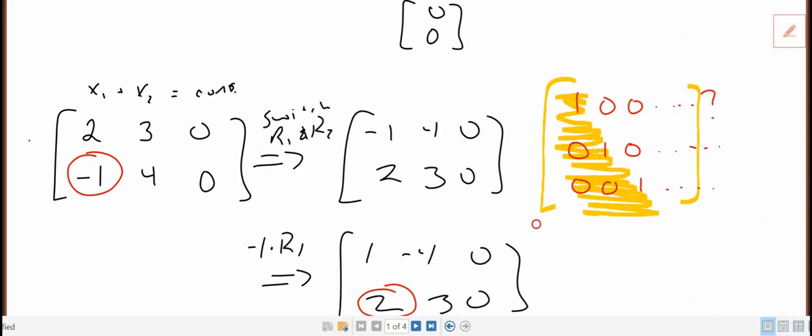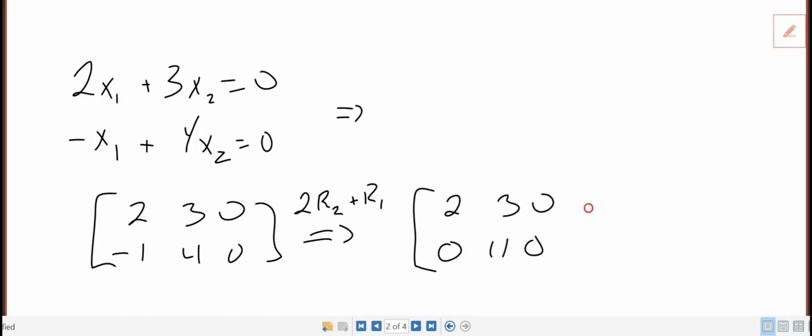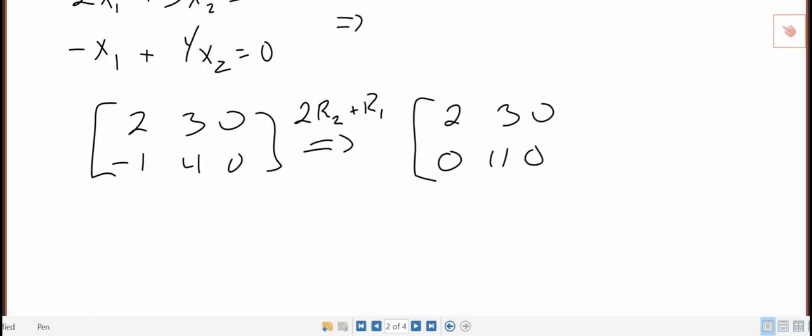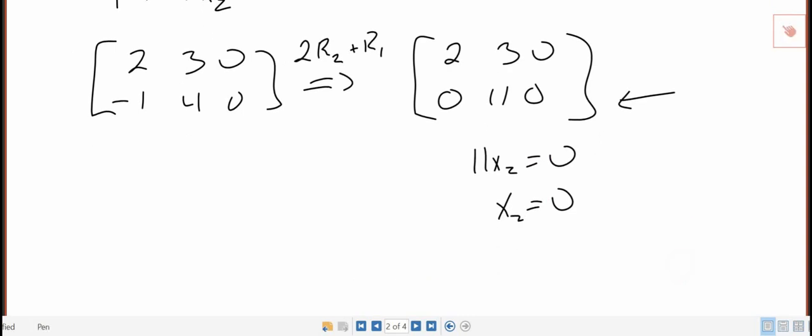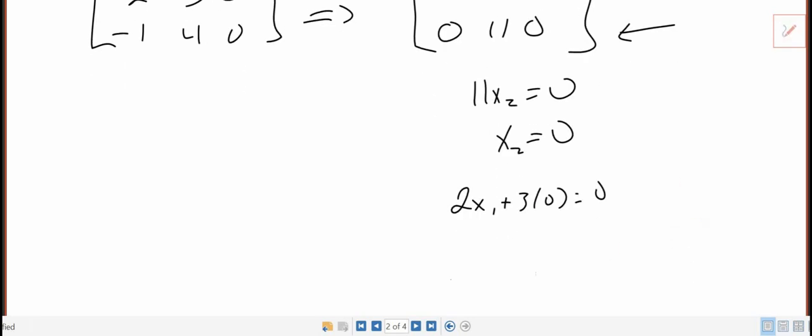This Gaussian elimination should give you one of your equations looking like that. So we know that 11x2 equals 0. That tells me x2 has to equal 0. Then we go back and substitute in: if that's 0, then 2 times x1 plus 3 times 0 is 0. From the top equation, that means 2x1 equals 0 and x1 equals 0.